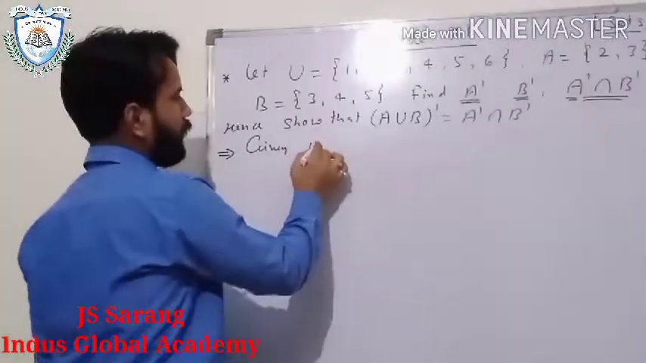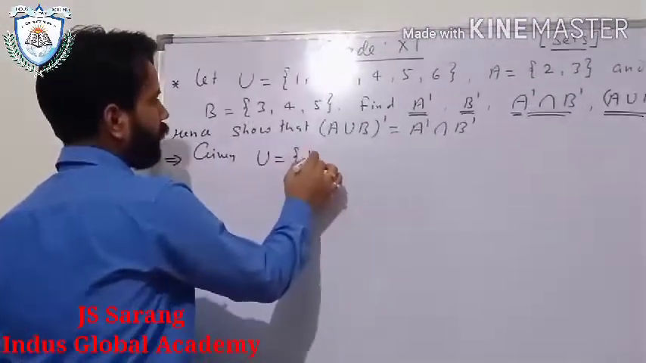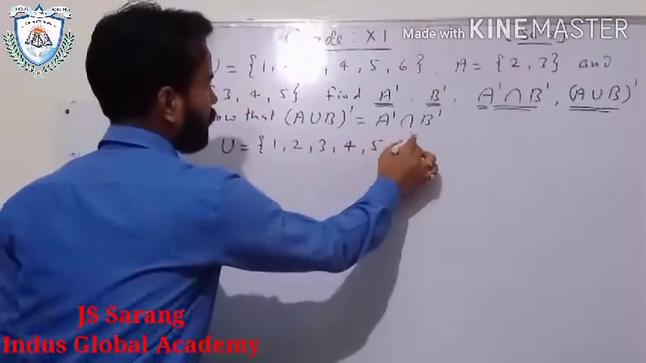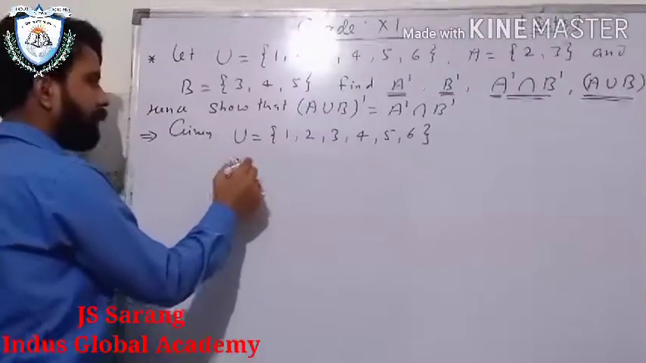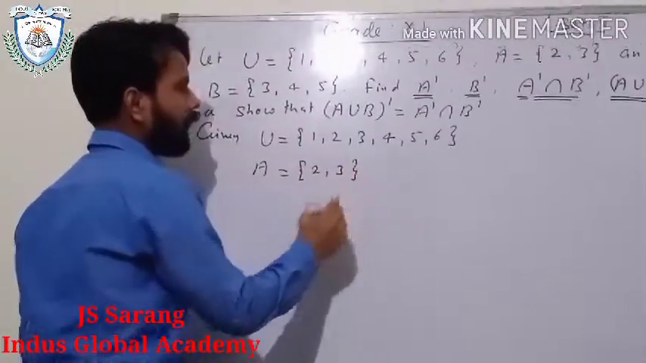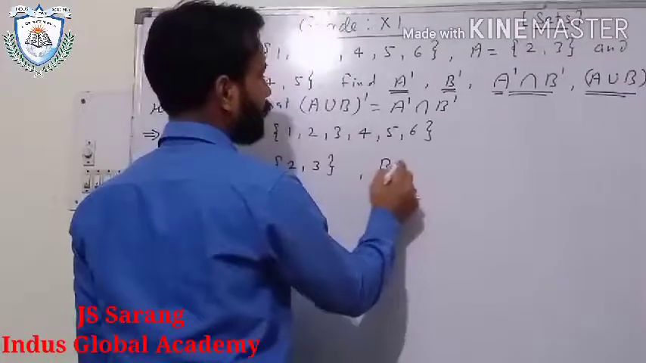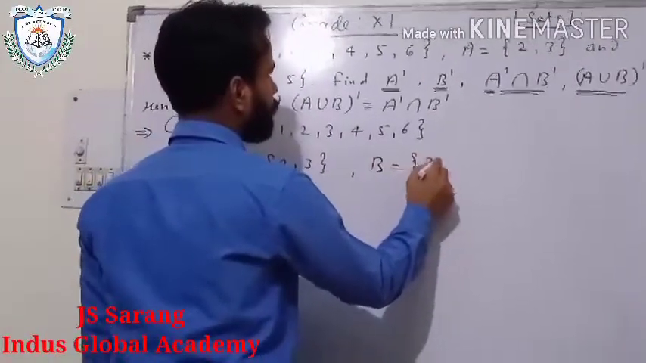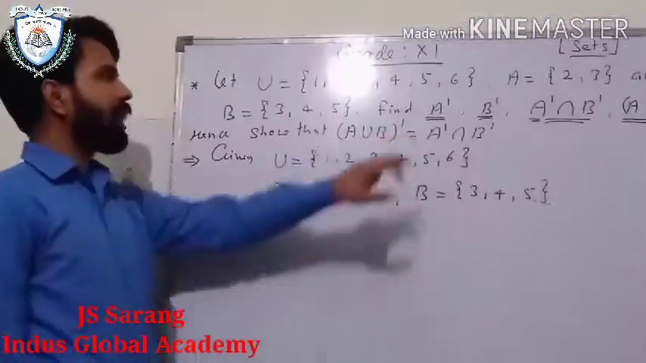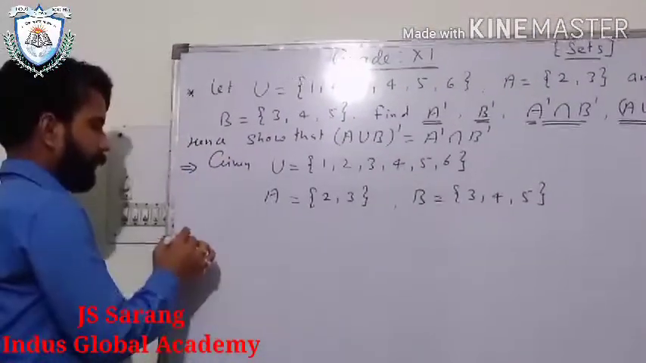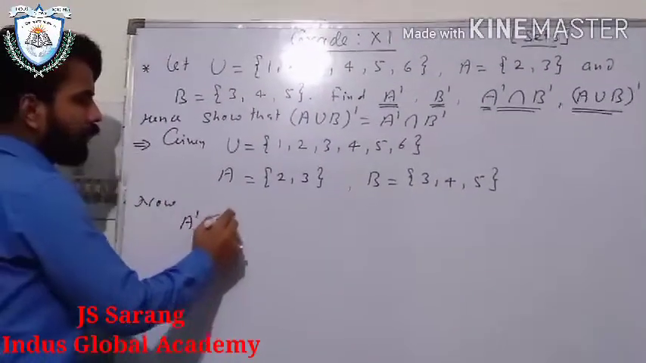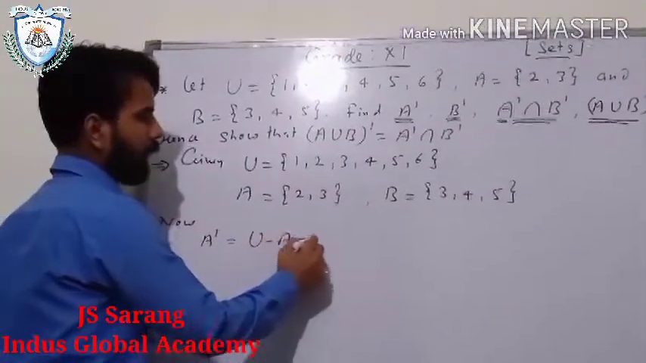Given universal set is 1, 2, 3, 4, 5 and 6. A set is given, that is 2, 3. B set is given, that is 3, 4, 5. The question is asking about A complement. Now, A complement, you know, is U minus A.